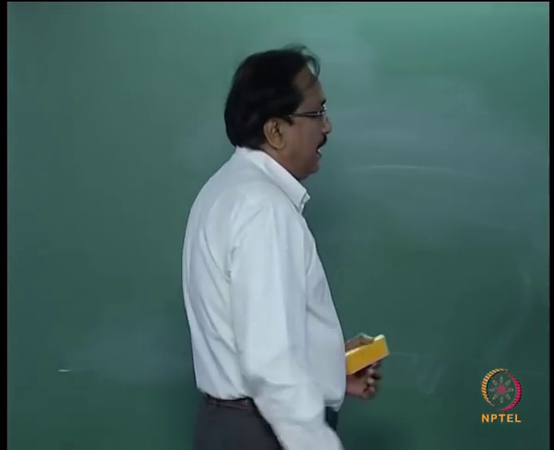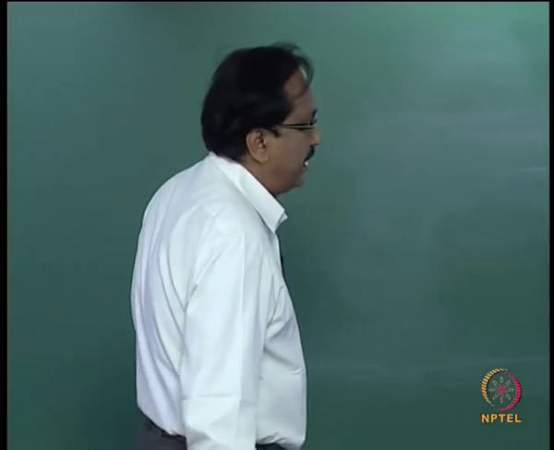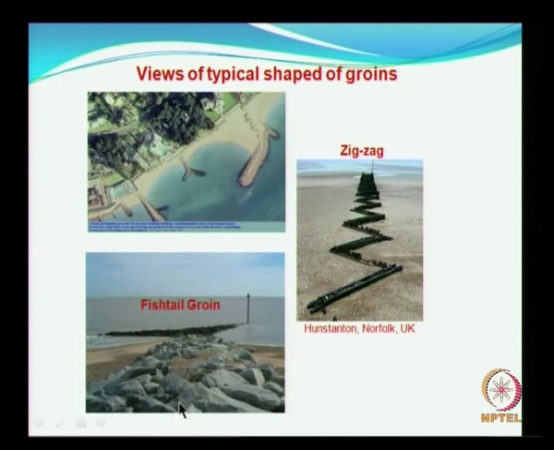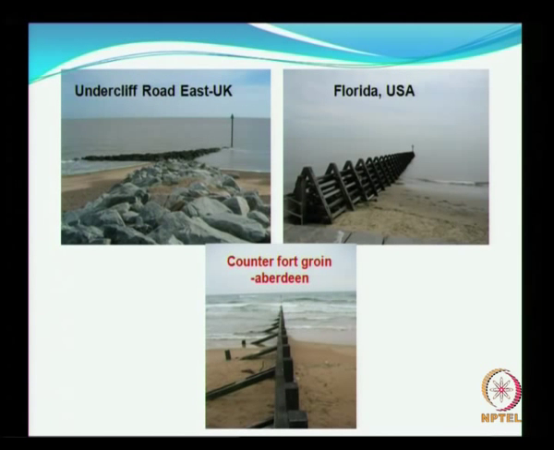So there are other types of groins, as you have seen here. You have a groin like a hockey stick, or a V-shaped one. These are all straight groins, which in some way or other control the washing away of the sand into the ocean. Then this is a fishtail groin, which has been adopted in the field. And here you have the zigzag type of groins, adopted somewhere in the UK.